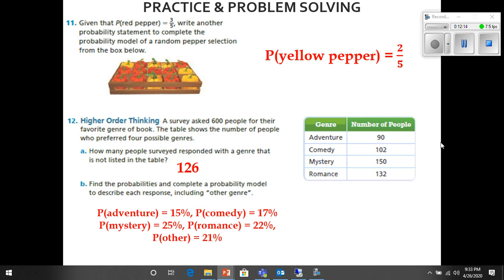So when we take 90 and divide it by 600, we get 0.15, which is 15% for adventure. When we take 102 and divide it by 600, that would be 0.17, which is 17% for comedy. Mystery would get 150 divided by 600, which would be 0.25. That means 25% of the people like mystery. And then we have 132 divided by 600, which will give us 0.22, and that is 22% who like romance.